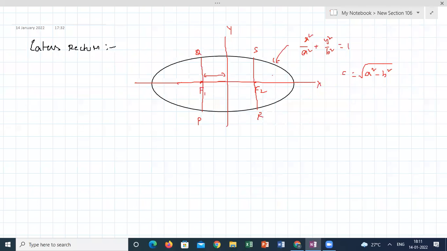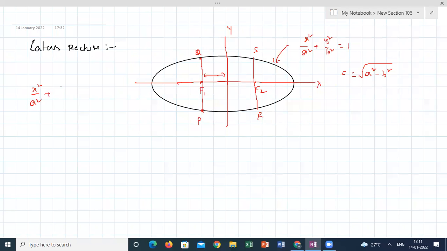Now, the latus rectum of an ellipse is the line segment passing through any one focus and perpendicular to the major axis. Where it intersects the ellipse, the distance between the two intersection points is known as the length of the latus rectum. How can we calculate the length of the latus rectum here? Anyone? With the help of your basic algebra, how can we calculate it?